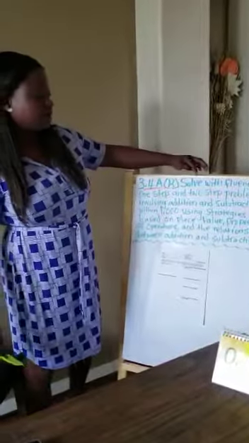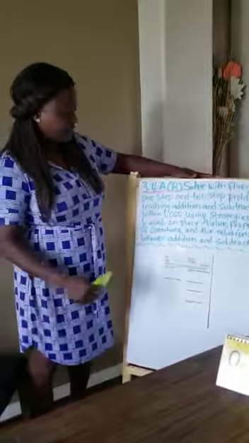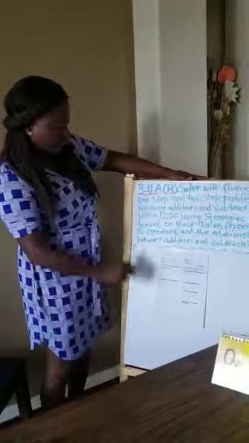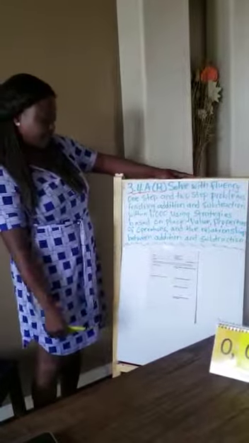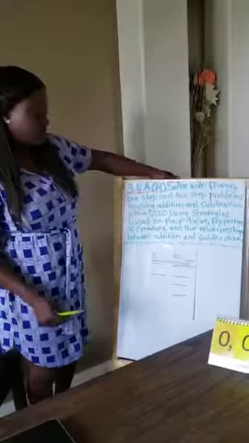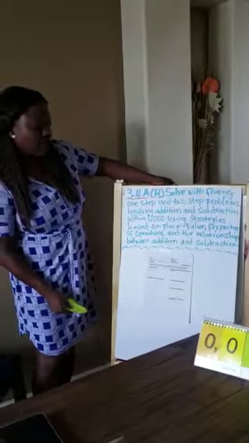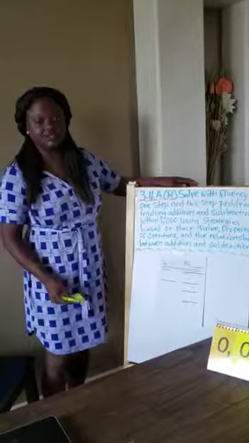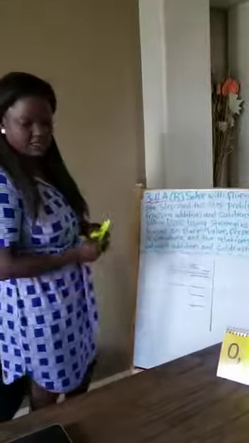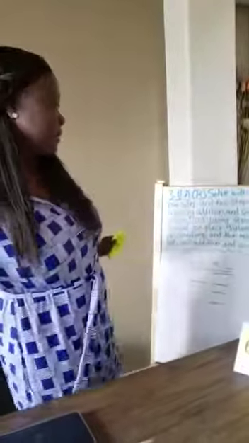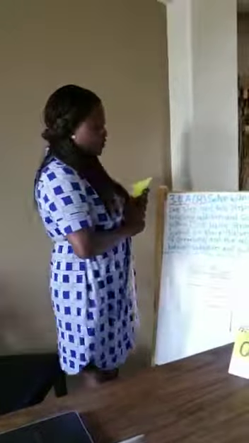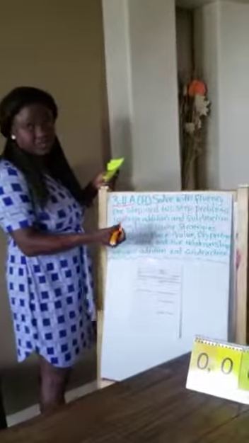So the TEK says to solve with fluency one-step and two-step problems involving addition and subtraction within 1,000 using strategies based on place value, properties of operation, and the relationship between addition and subtraction. So first of all, in this TEK, I would like to highlight some of the vocabulary that we will need to address with the students.